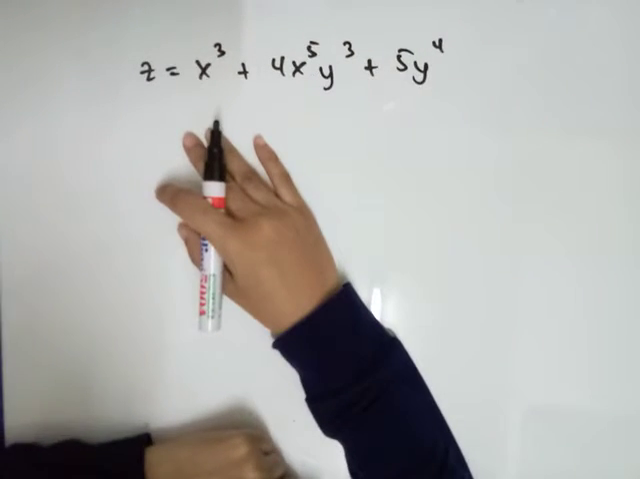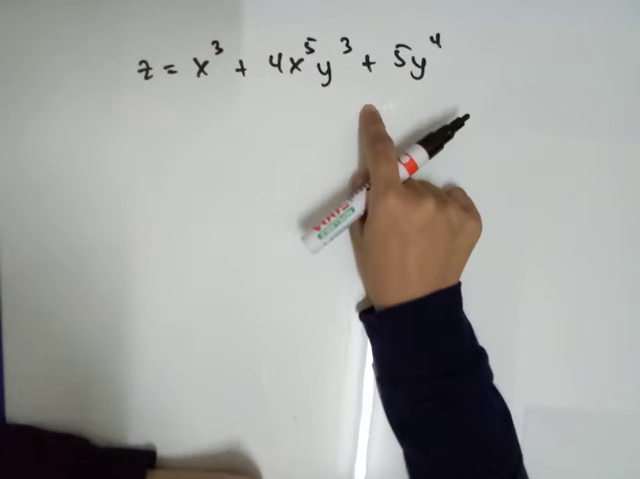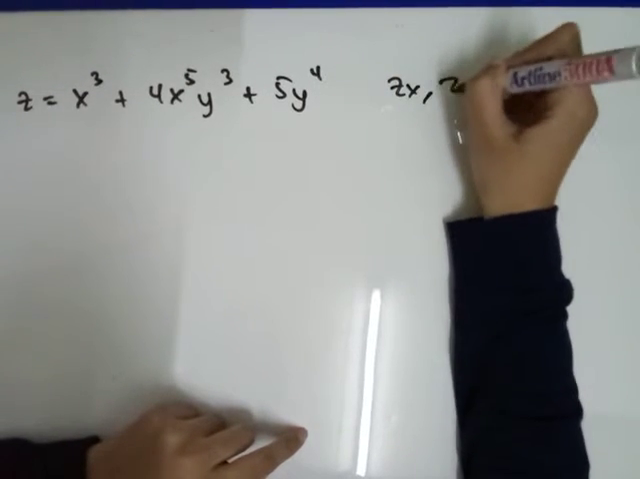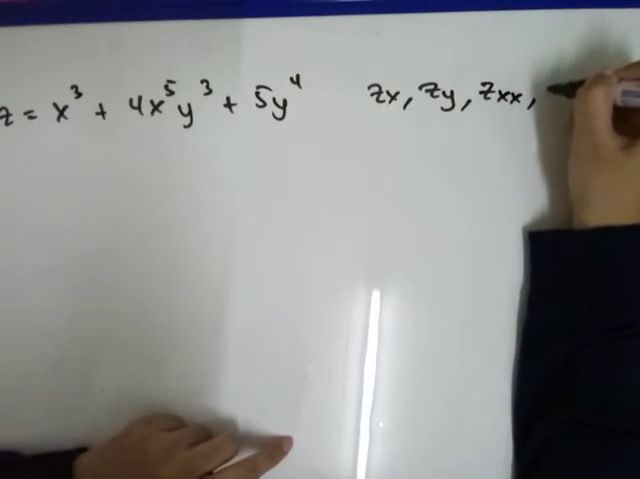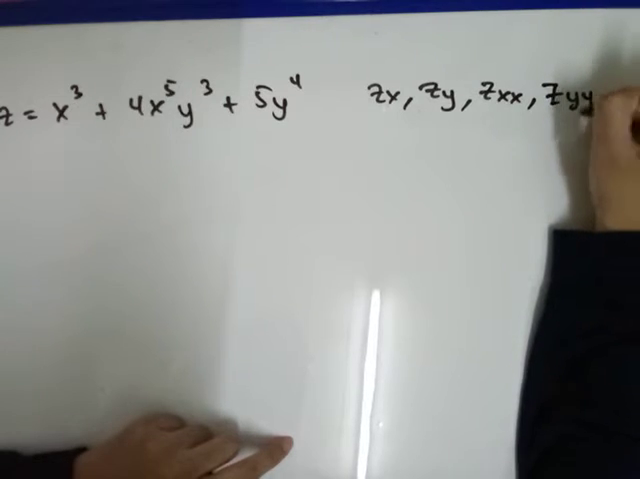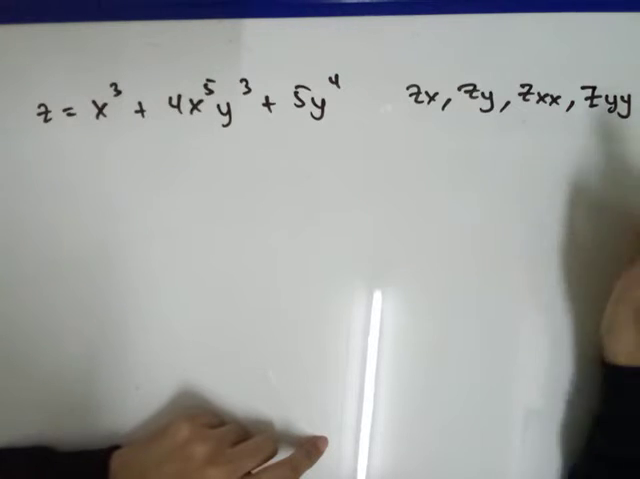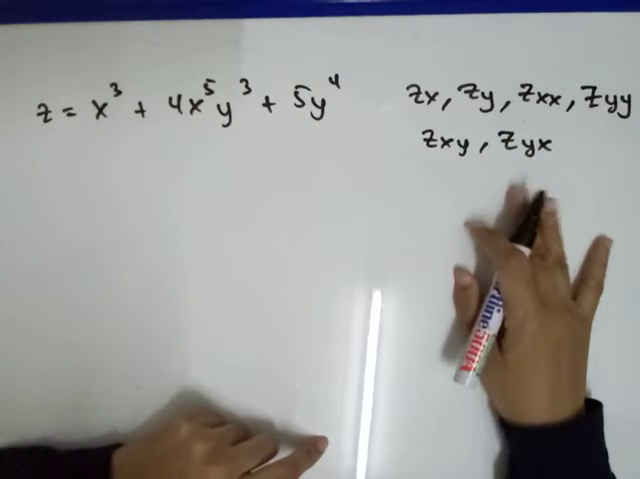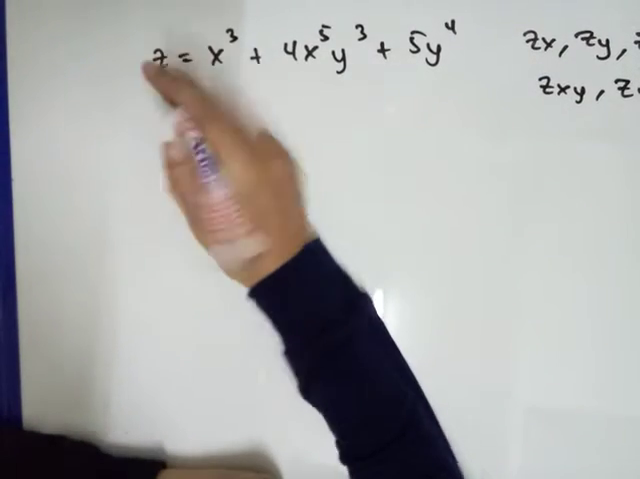Alright. So we need to find, this is from my equations. I give you examples here. We need to find the partial derivative with respect to x. That means we need to find zx, zy, zxx, and zyy. Okay, and also zxy, zyx.